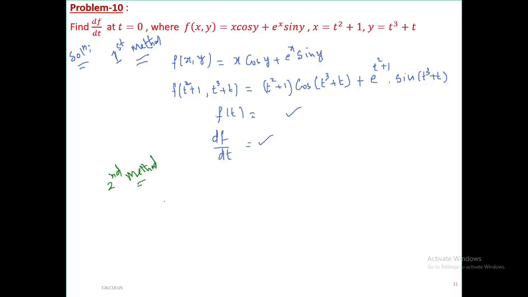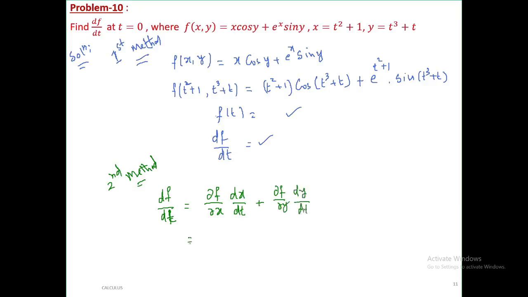Yeah, second method, what do you want? df by dt, right? Since f is a function of two variables, x and y, therefore first ∂f by ∂x, and again dx by dt. Why dx by dt? Because f is a function of two variables, here I am using ∂, but x is a function of the single variable t, x of t is t square plus 1. Only one variable, that's why dx by dt. Plus again ∂f by ∂y, and again by chain rule, dy by dt. That's it. After complete evaluation of this, you substitute t is 0.